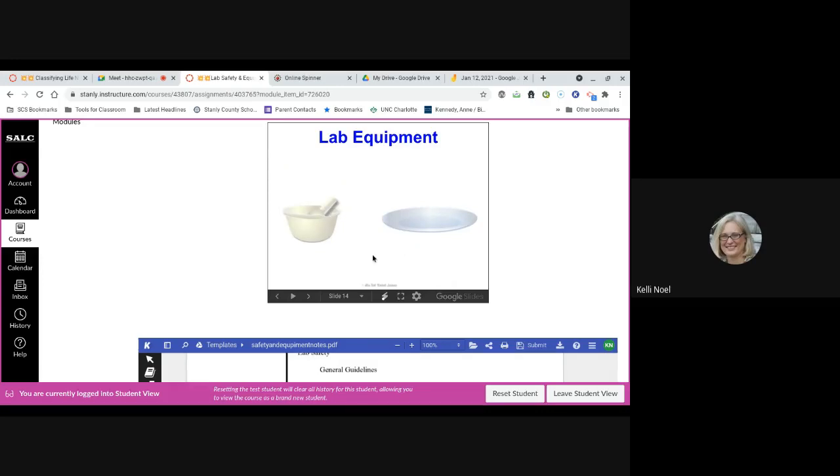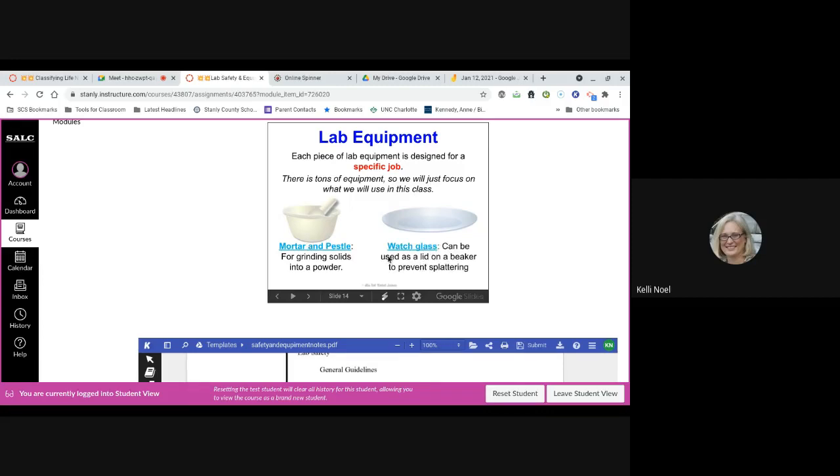Lab equipment. Some of these we use, some we don't. You just need to be familiar with them. We're just going to focus on a few. This is a mortar and pestle, and it is for grinding solids into a powder. You have a little bowl, and you hammer and grind it up. We don't have one of these in the lab, so we wouldn't be using this.